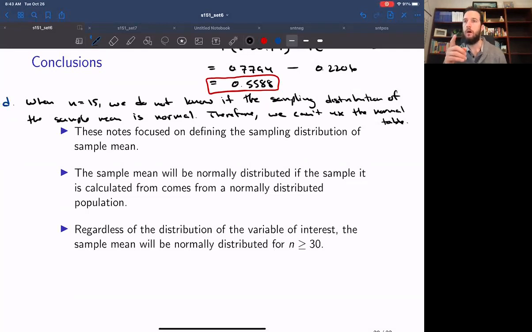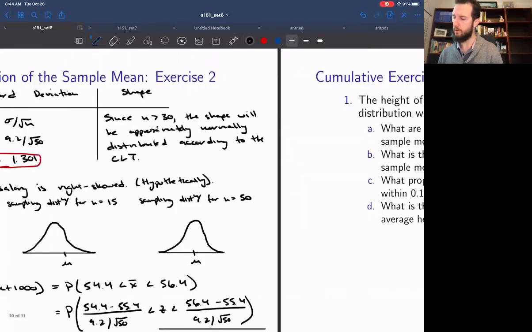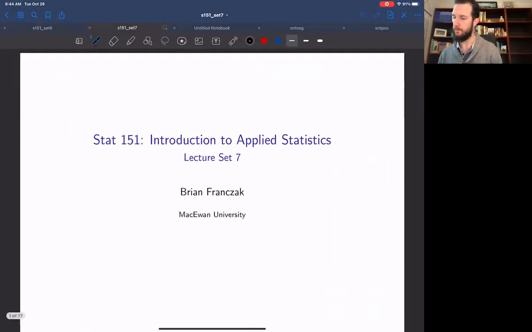Okay, all right. Midterm notes. This is the first page of lecture set 7.